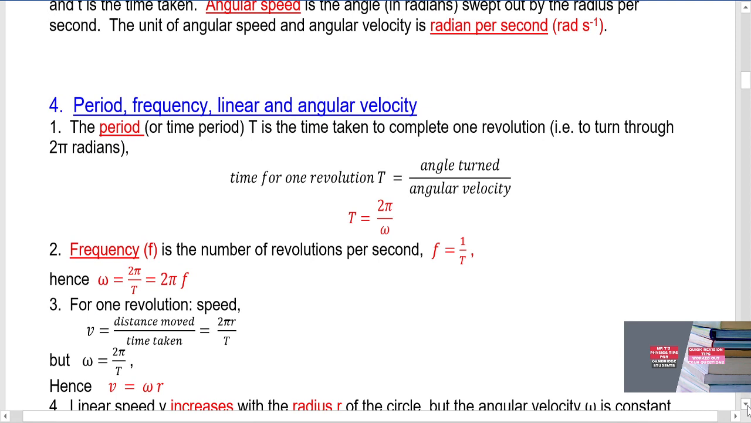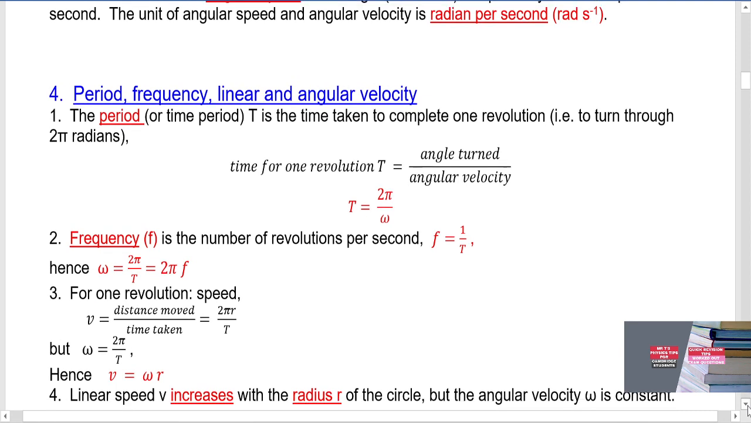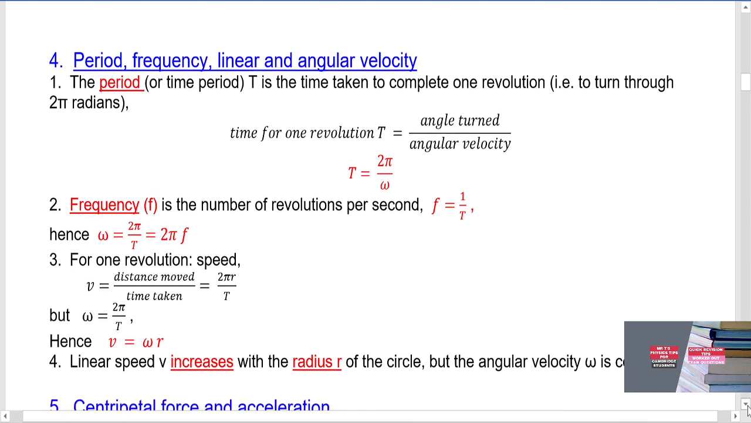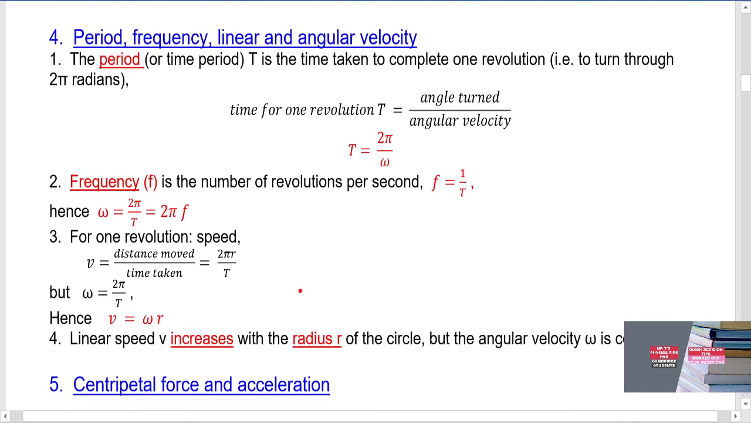For one revolution, the speed v is equal to the distance moved over the total time taken. The distance moved will be a complete circumference, which is 2 pi r, and the time taken will be big T, which is the period. Now, 2 pi over T is omega, times r, that gives you omega r. So speed is equal to omega r. The linear speed v increases with the radius of the circle, but the angular velocity is constant. So the angular velocity is kept constant, and v is proportional to r.